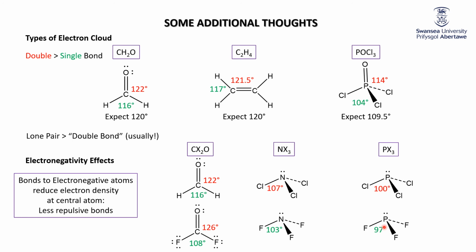Another effect here is simply the size effect that I mentioned up here. Phosphorus chlorine bonds, nice long bonds, so electron density is spread out quite a bit over it, thus they are not as repulsive as one otherwise would expect.